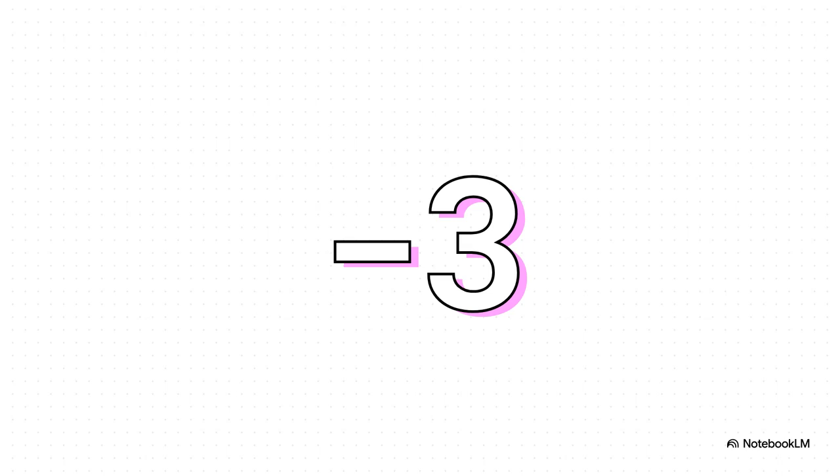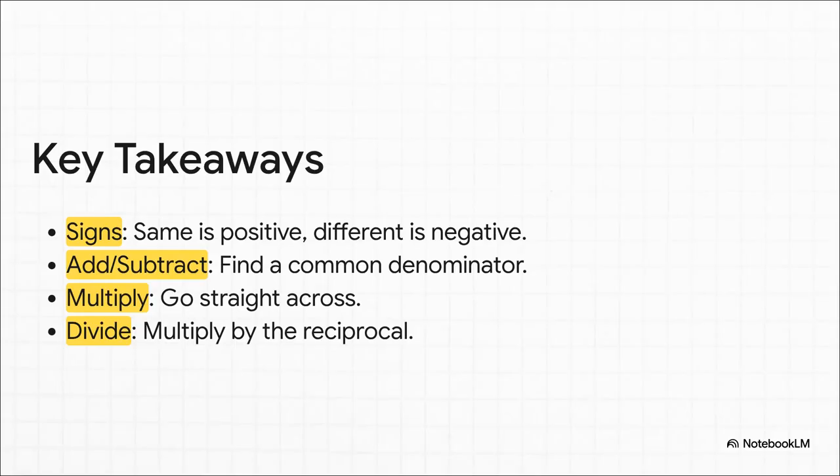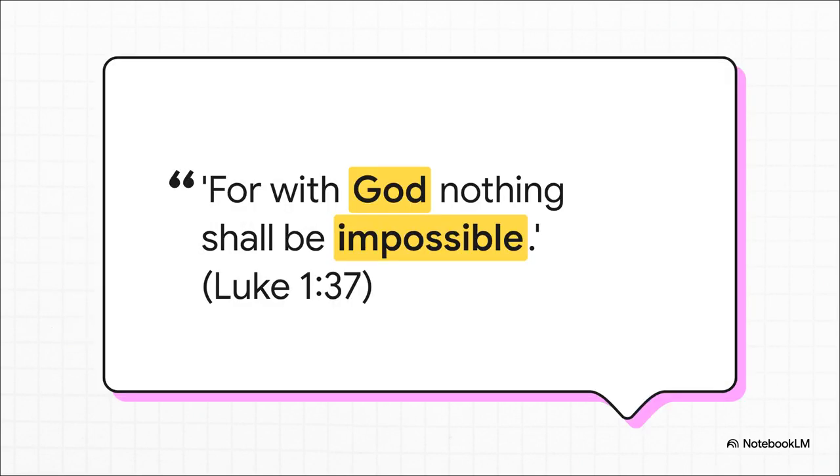And just like that, you've used every single rule we decoded today. Fantastic! So let's just do a super quick recap of the codes we've cracked. 1. For signs, if they're the same, it's positive. If they're different, it's negative. 2. To add or subtract fractions, you have to find a common denominator first. 3. To multiply, just go straight across. And 4. To divide, you multiply by the reciprocal. Keep, change, flip. That's really the whole game. And that wraps up all the math.